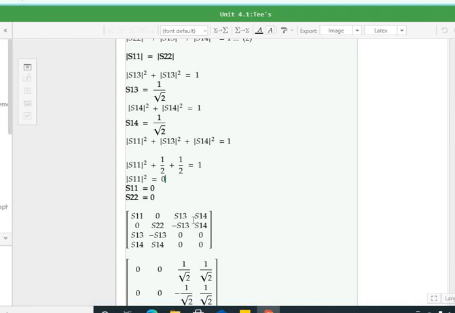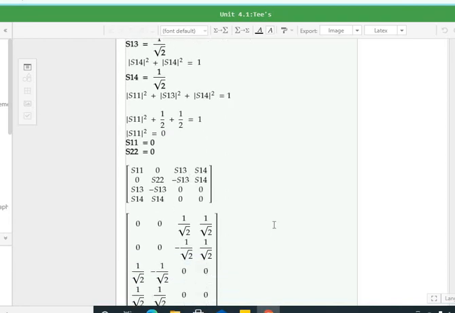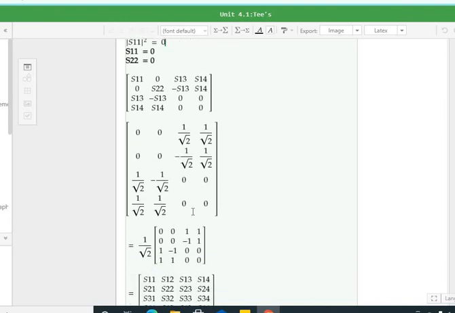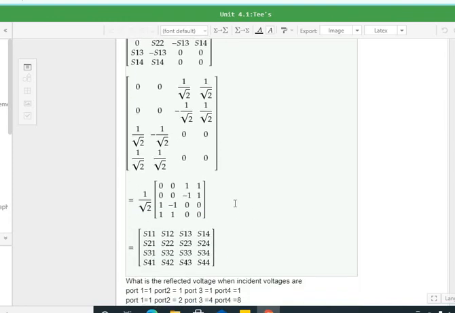Let us fill all these unknowns back into our original matrix to find the final S matrix of a magic T. So it becomes 0, 0, 1 by root 2, 1 by root 2; 0, 0, minus 1 by root 2, 1 by root 2; 1 by root 2, minus 1 by root 2, 0, 0; 1 by root 2, 1 by root 2, 0, 0. Taking 1 by root 2 common, this is the final scattering matrix of a magic T.